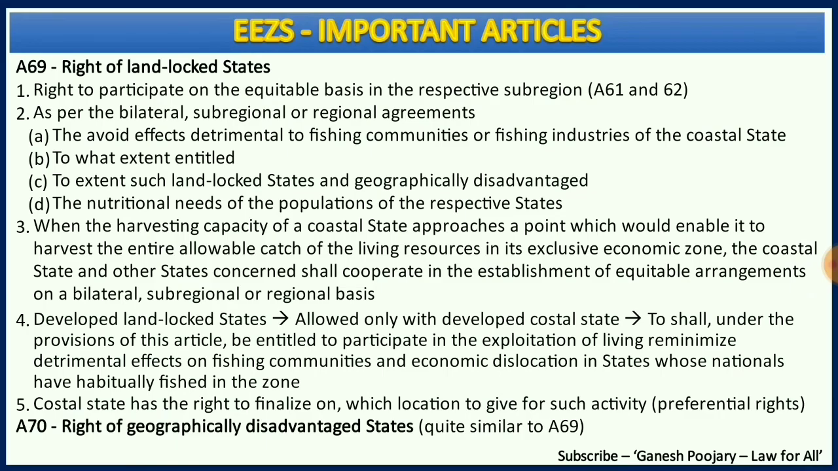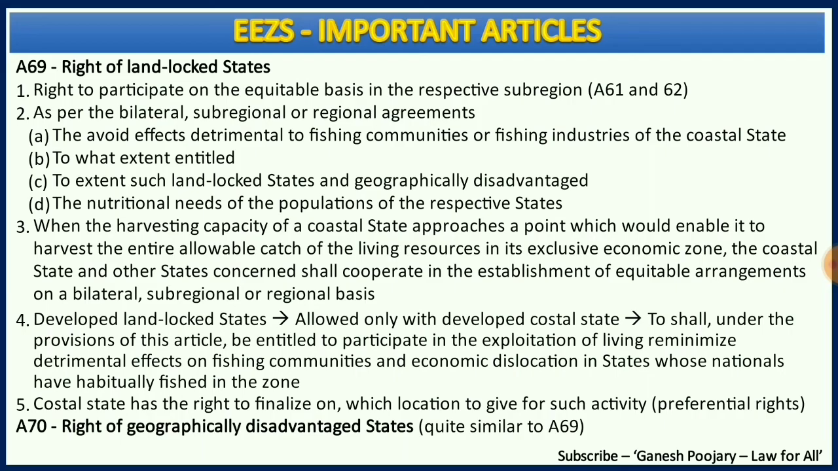Now there is one important catch there. Imagine there is a coastal state and it has an exclusive economic zone where there are about 1000 fishes and the coastal state is catching only to the extent of 400. There are 600 fishes available, so the landlocked states can be provided opportunity based on bilateral, sub-regional or regional agreements. Now the landlocked state comes and starts the fishing activity, but over a period of time the coastal state develops the capacity to capture all the 1000 fishes by its own resources.